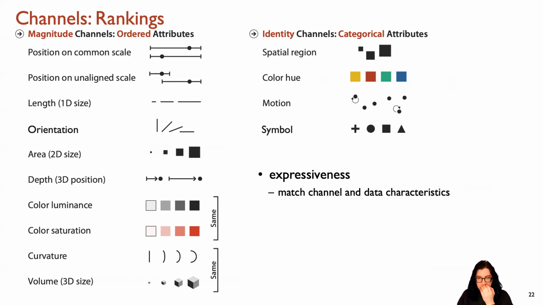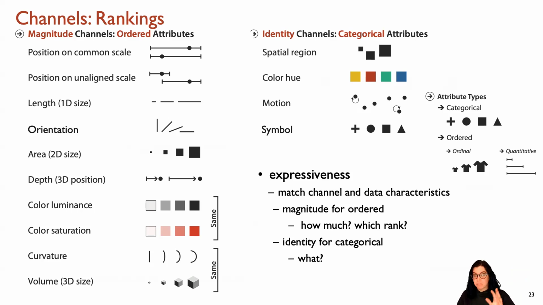Now, the other possibility is the identity channels. These are a really good fit for categorical attributes because they're not telling us how much. They're telling us what. Is it this or that, right? Is it yellow or blue? Is it a triangle or is it a circle? So as opposed to how much for the ordered attributes, we've got the what is it for the categorical attributes. So this key idea of expressiveness is that we want to match the characteristics of the channel and the data. So that's one big idea.